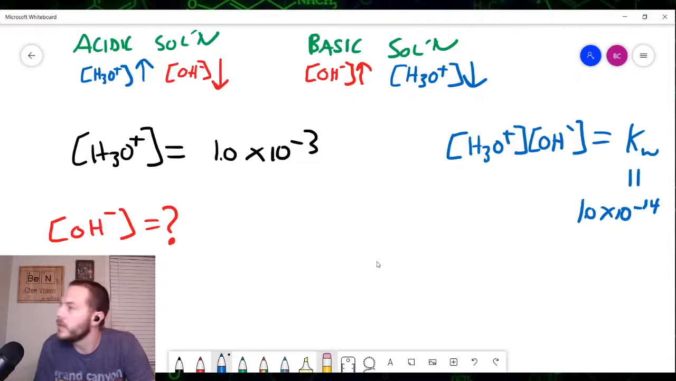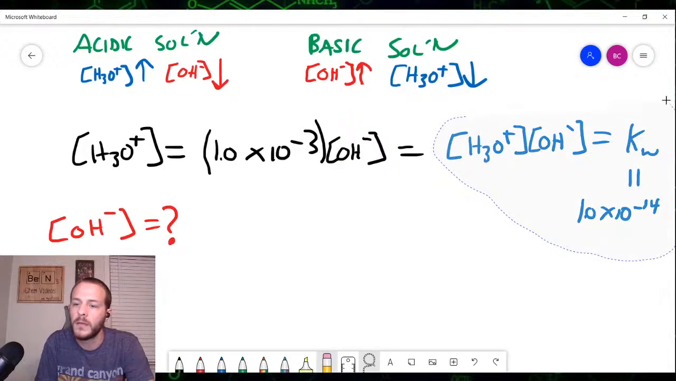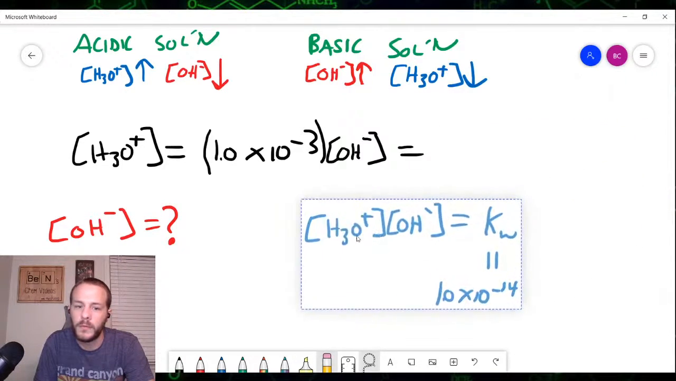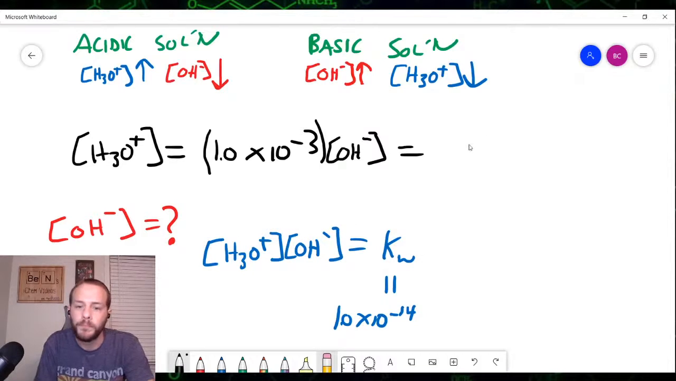And so we can set this up like an algebraic equation. We know that the concentration of hydronium ion times the concentration of OH minus is going to be equal to Kw. So 1.0 times 10 to the negative 3 times the hydroxide ion concentration is going to be 1.0 times 10 to the minus 14.